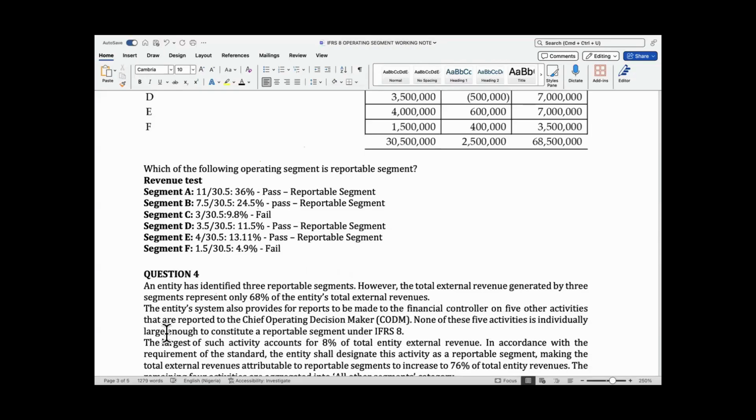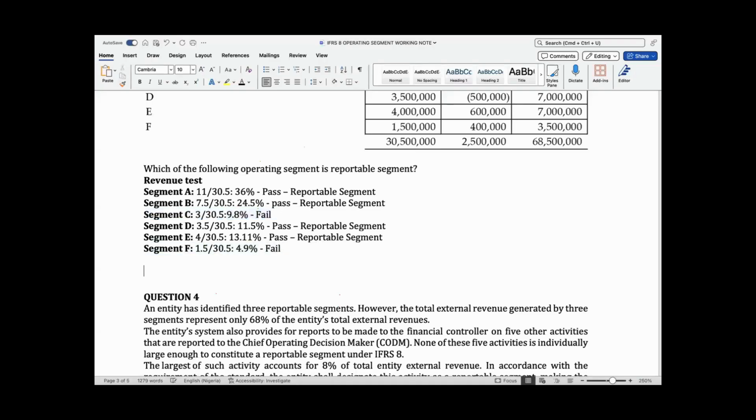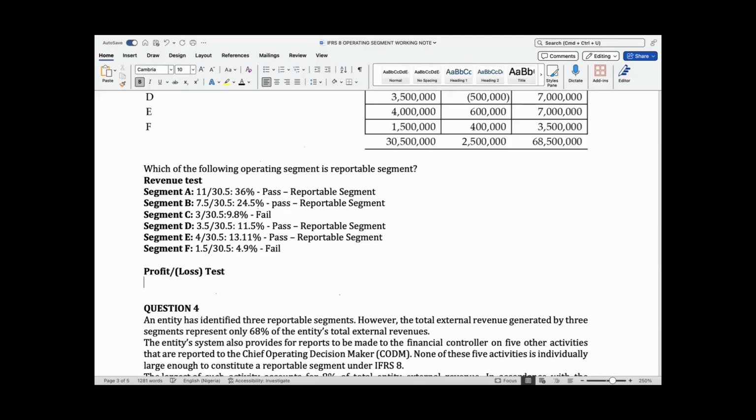So from the revenue tests, only segment C and segment F needs to be checked further. So let's do profit or loss tests for those two. I don't need to do it for every other one because you only need to pass just one of them. So let me just do profit or loss tests, first for segment C.